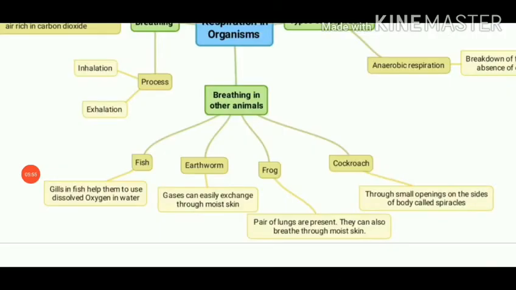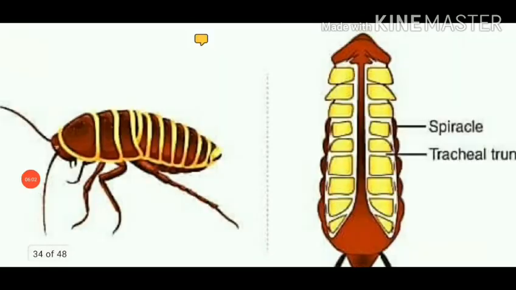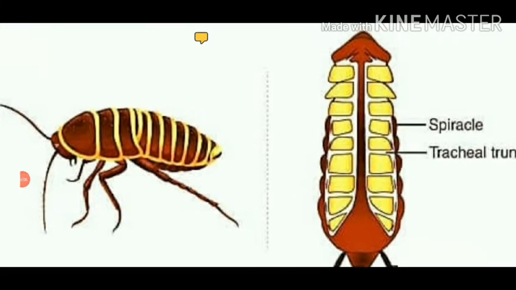Now we will move on to the next topic, that is breathing in other animals. Many insects like cockroaches have small openings called spiracles. The spiracles are connected to a network of thin air tubes called trachea. The spiracles are only seen in insects, not in any other group of animals. But how does gas exchange occur in insects?